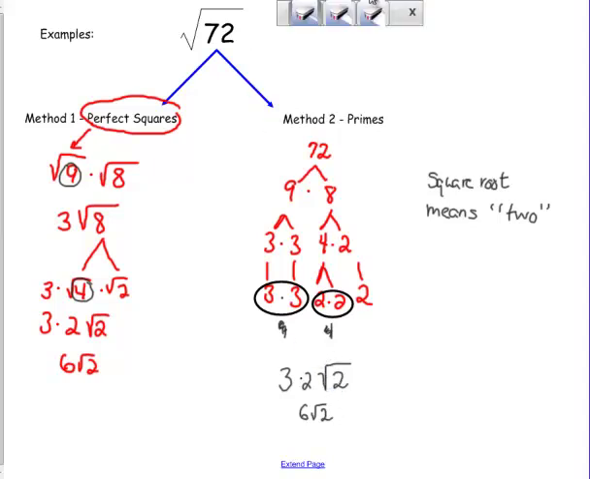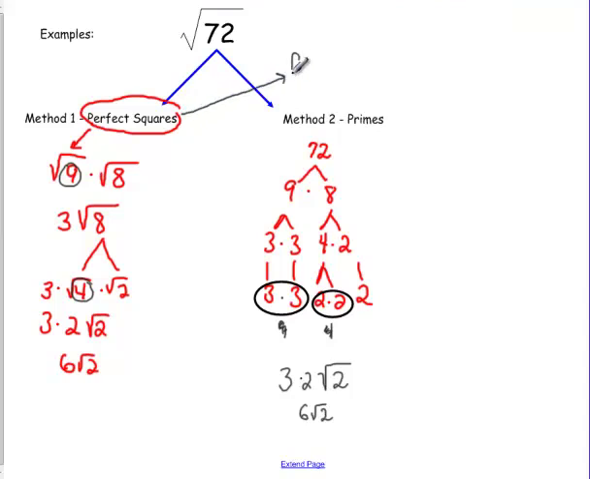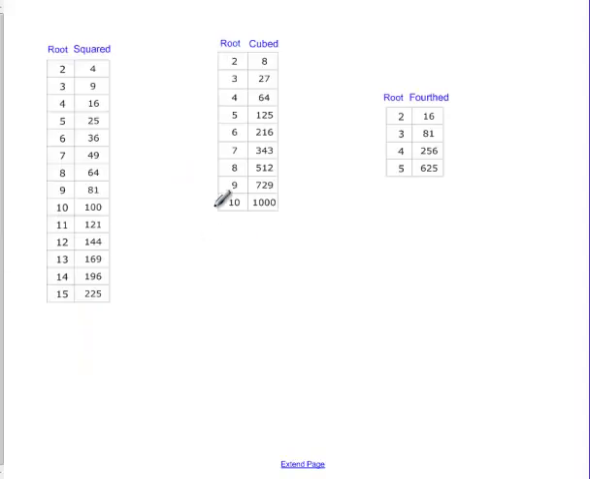Now when you do the perfect squares, you always want to try and find the biggest perfect square. So if you're not sure about your square roots, there's a handy dandy little chart here. And I will end the video on this chart, so if you want to copy it down. So here's my squared chart. The second column represents all my perfect squares.